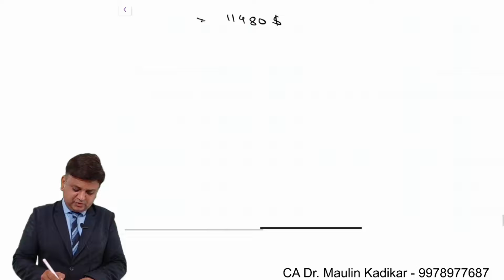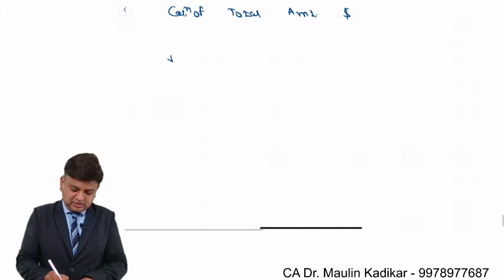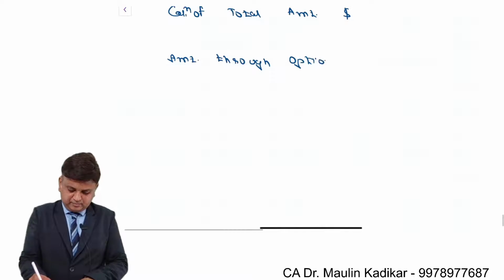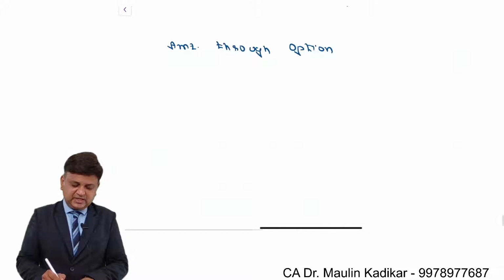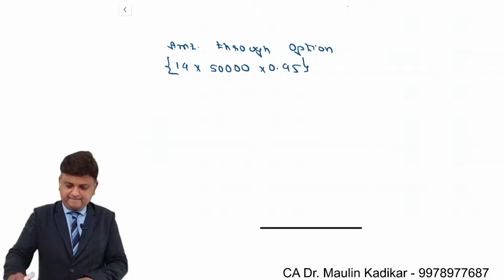Last is the calculation of the total amount. That is in the dollar currency. So the amount paid through option. How much amount? We understand that it is 14 into 50,000. That comes to 7 lakhs into 0.95. That comes to 6,65,000.